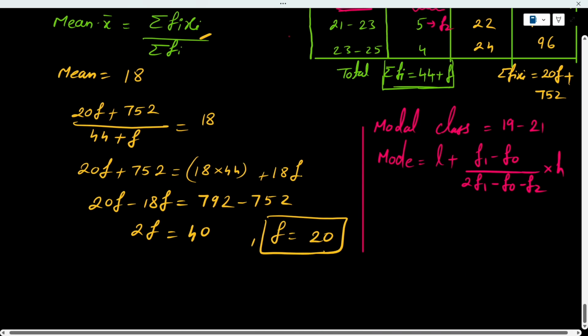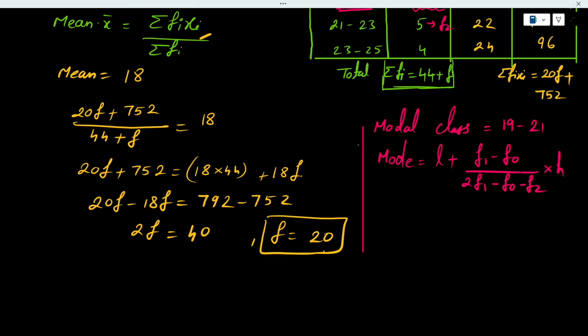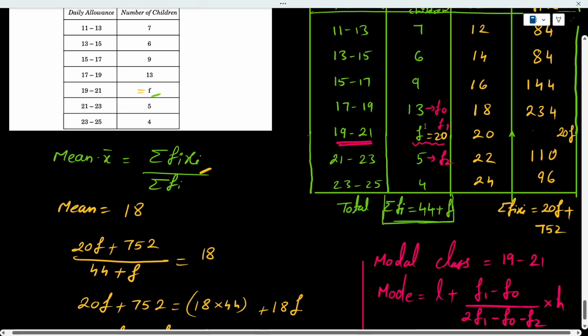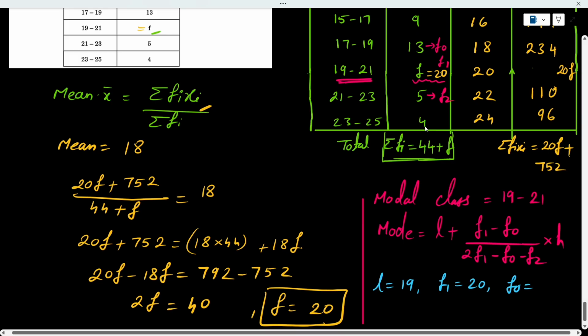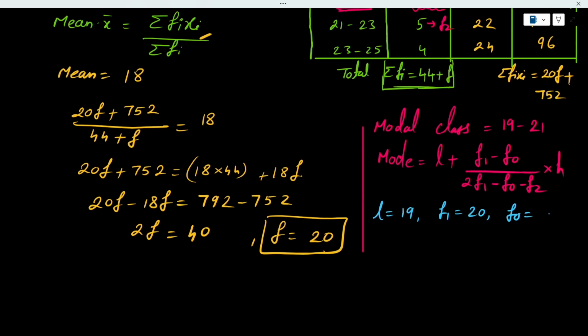And L is the lower limit of the modal class. So what is your L here? 19. F1 is 20. F0 is the frequency before the class here, 13, and F2 is the next class, which is 5. And h is the upper limit minus lower limit. I can take it for the modal class also because your width is going to be the uniform class width. Now substitute the values here.